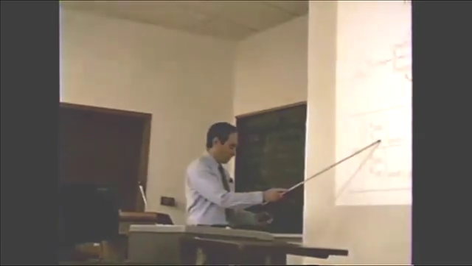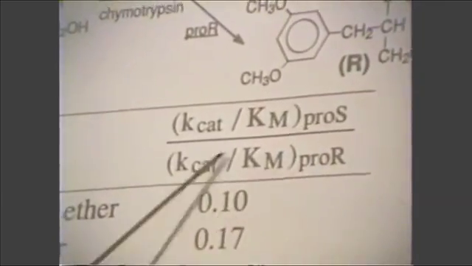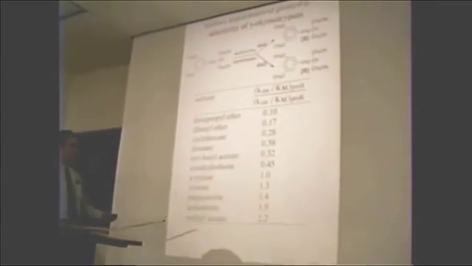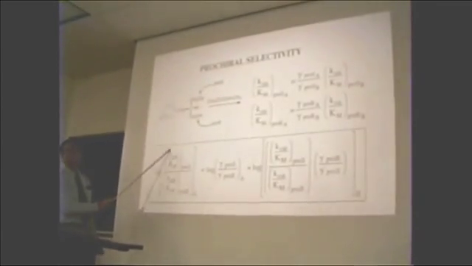Now, this term is no problem for us because we know this term. In fact, what I had here earlier, kcat over Km pro-S to pro-R, that's what we need. So we just take the logarithm of that, and we already have it in a bunch of solvents, right? So we're all set with this term. That we already have. So what we really need now is we need to somehow determine this. And that turns out to be a fairly difficult undertaking. Nevertheless, we managed to do it.